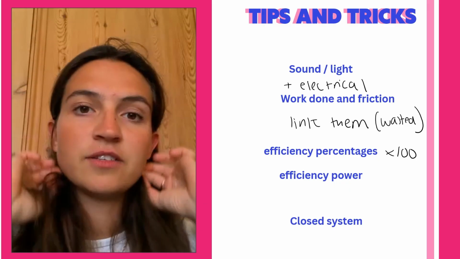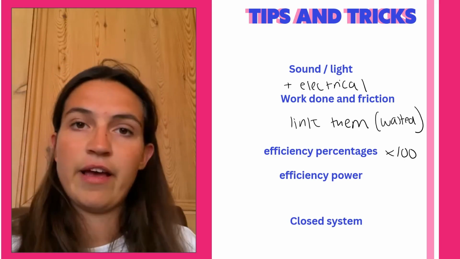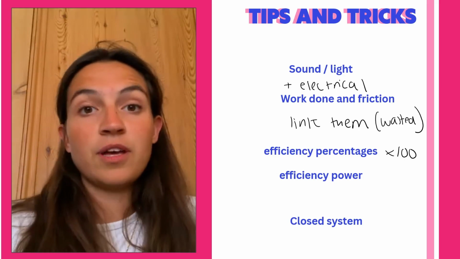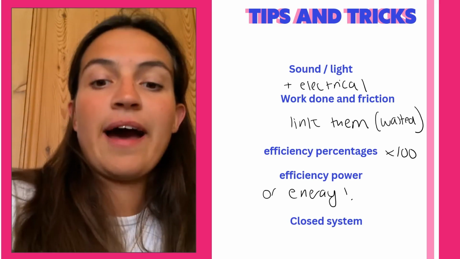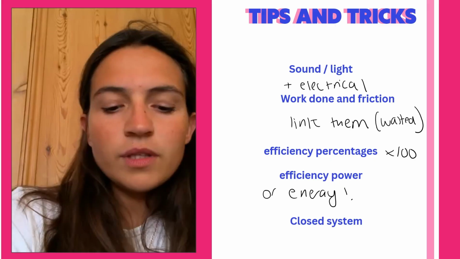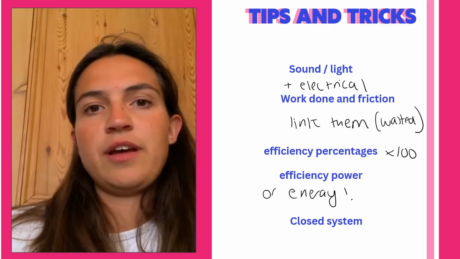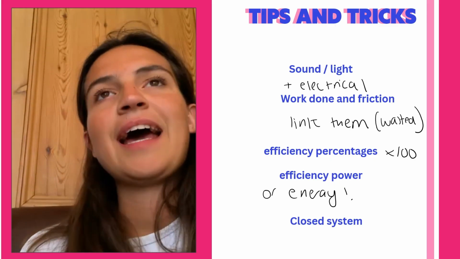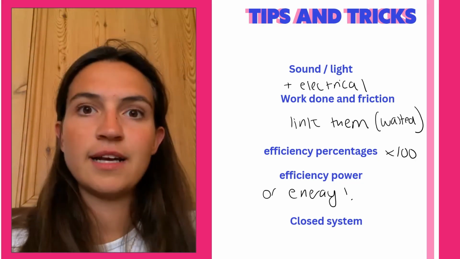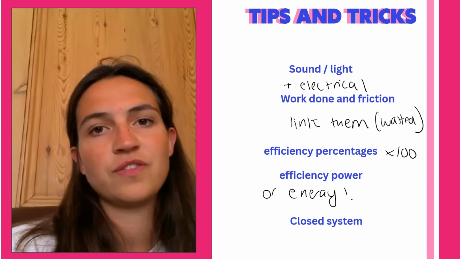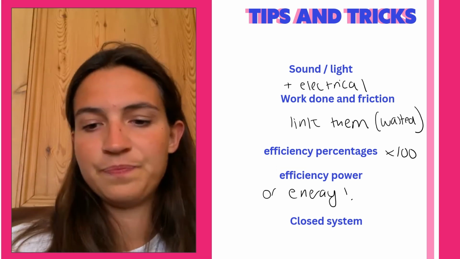Efficiency percentages: remember, if you multiply your efficiency by 100, that will give you your efficiency as a percentage. Oh yeah, efficiency and power. So in your equation, you have useful energy over total energy for your efficiency, but it doesn't have to be energy. You can use powers as well.